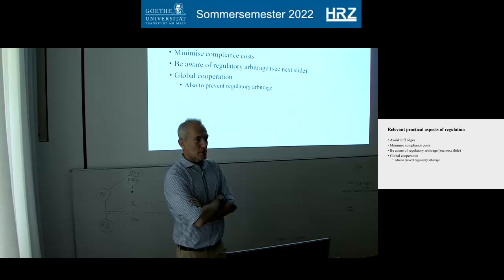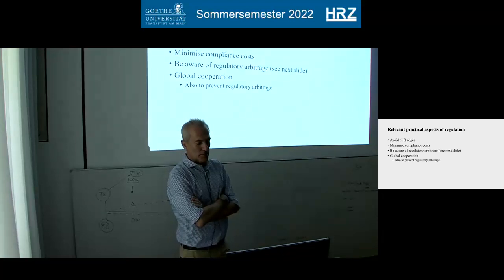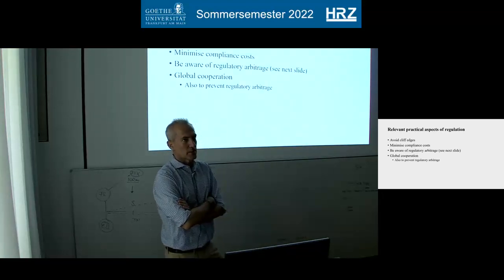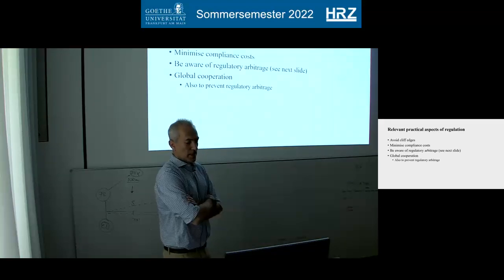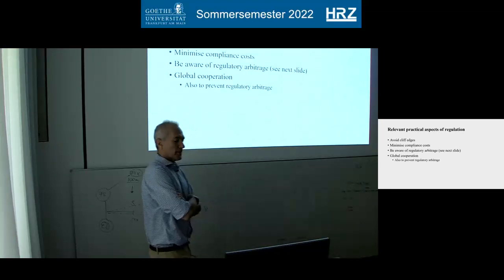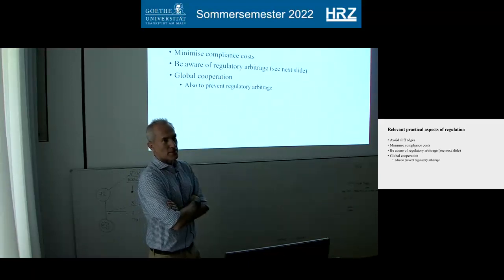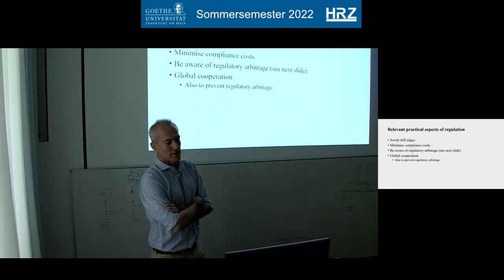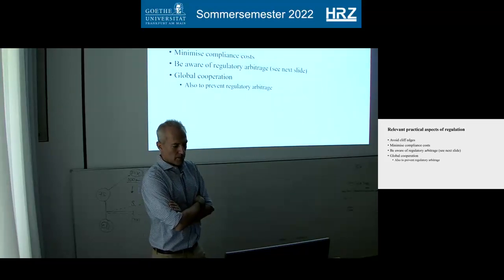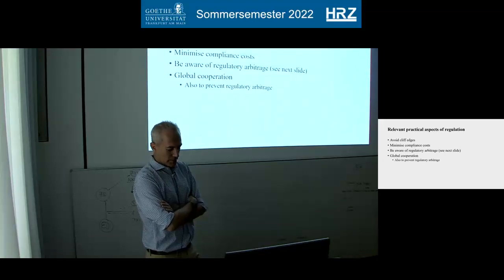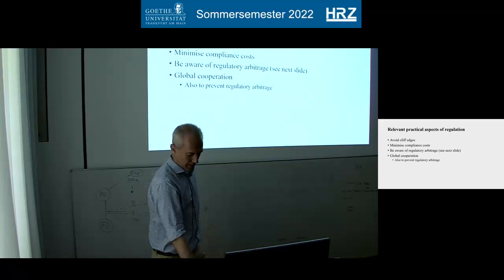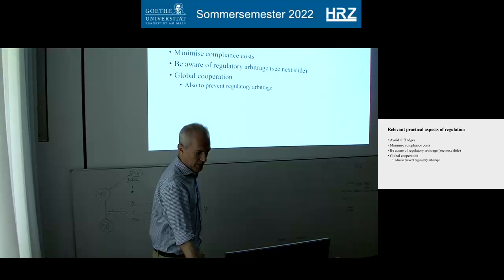Regulatory arbitrage, and I have a slide on that. You should be aware of and possibly avoid regulatory arbitrage. And then there should also be global cooperation. If different countries have completely different regulation, because many of these financial institutions are global, that's also a bad thing. So there should be some degree of global cooperation. Different countries should not have completely different rules, because then there will be an invitation to regulatory arbitrage. So what is regulatory arbitrage?